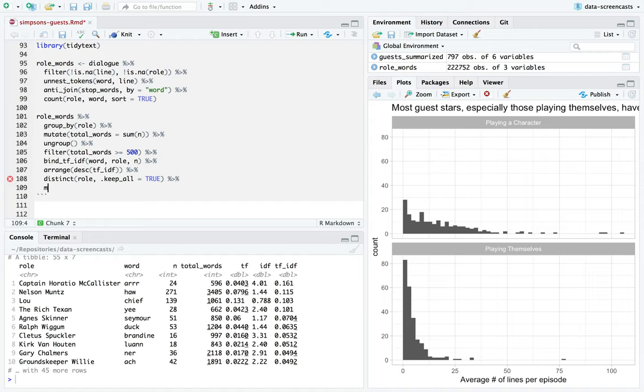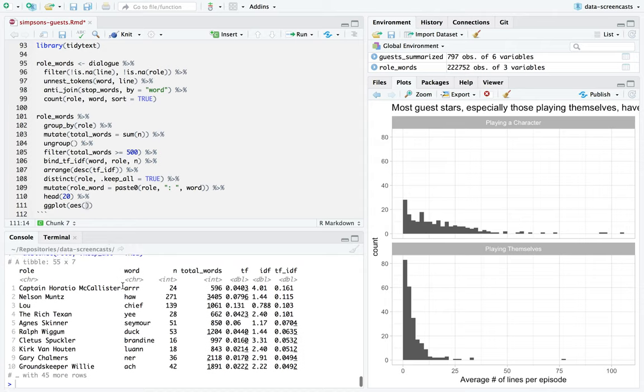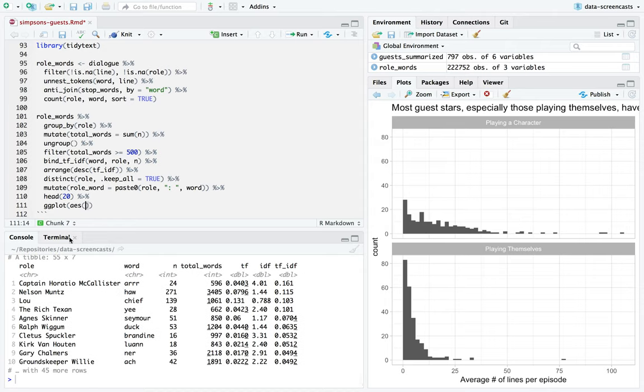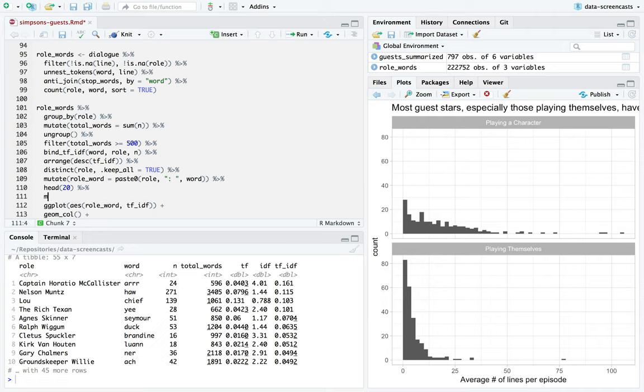So I'm going to combine these. I'm going to say role word is role, word, and then I'm going to graph them. 55, that's too many. I'm going to look at the top 20, and plot, is this total words? There's total words, yeah. So I'm going to say role word by TF-IDF. Do kind of the same thing I was doing earlier, another bar plot.